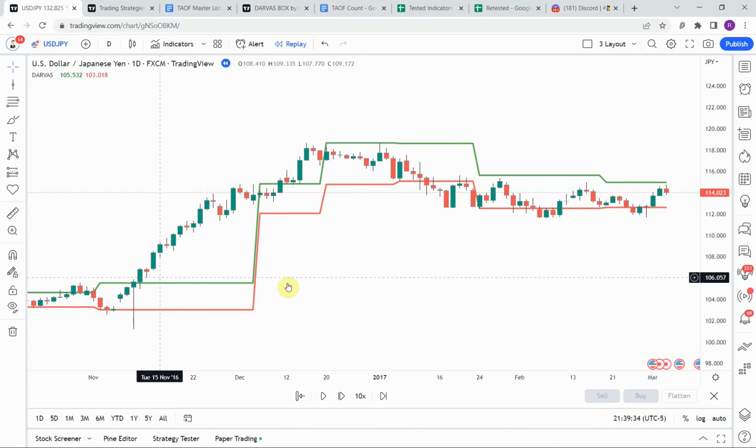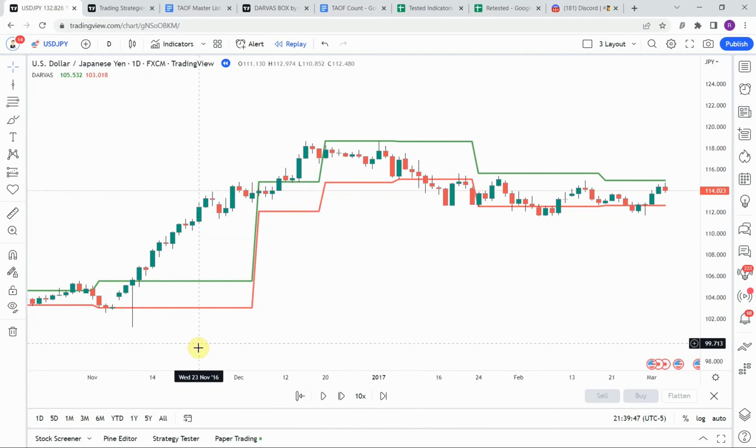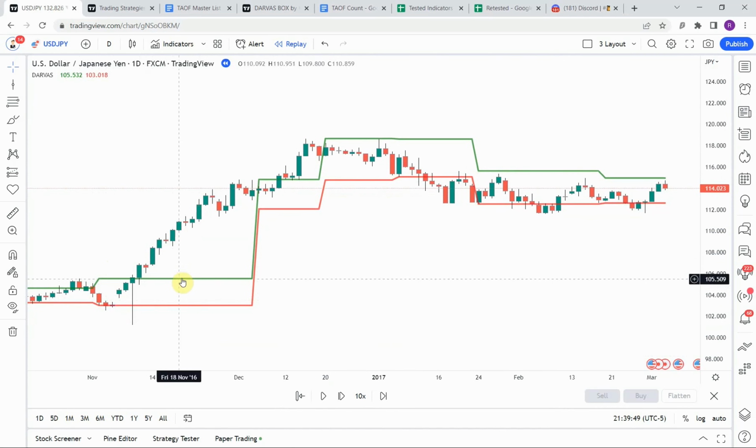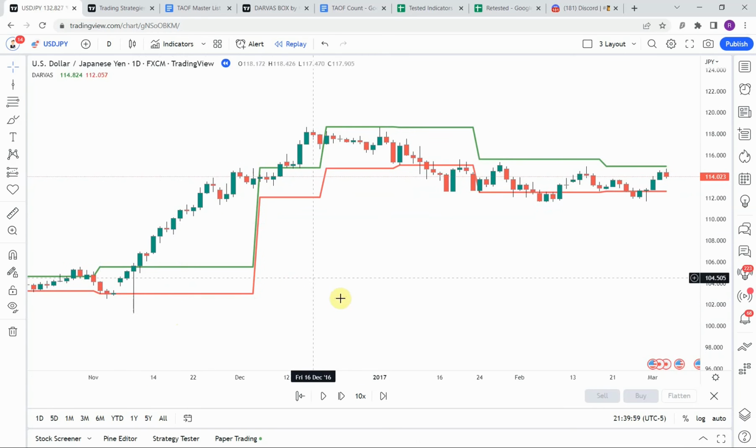And so you can see the Darvas box indicator here on screen. Basically we have these two lines here, the green line and the red line. And they are basically forming, if you will, kind of support and resistance areas. And so you can see the long signal was when price breaks above the upper band, the green band, and closes above that green band.